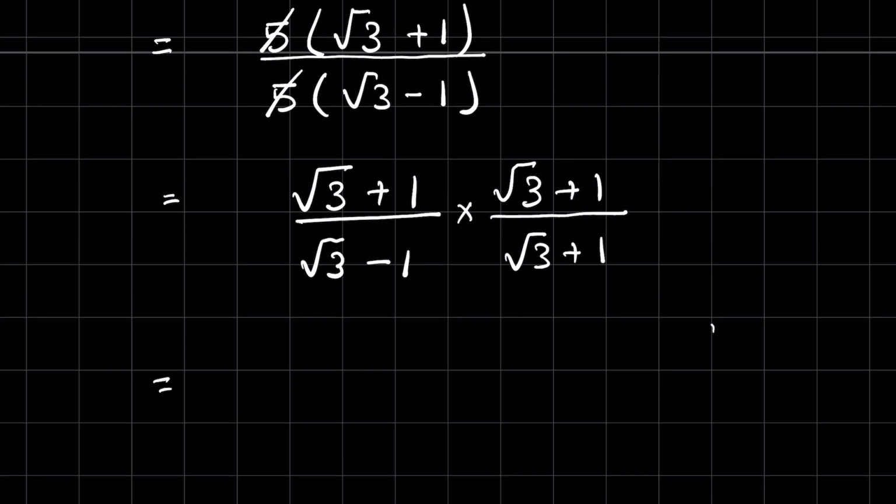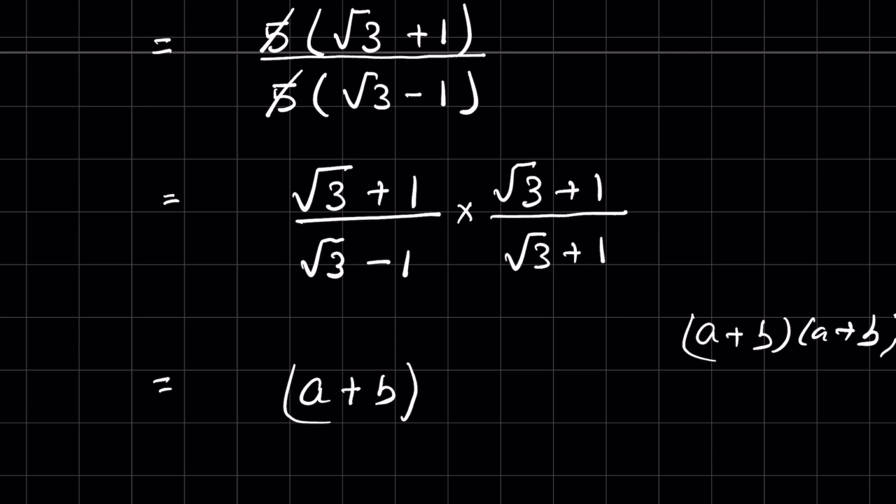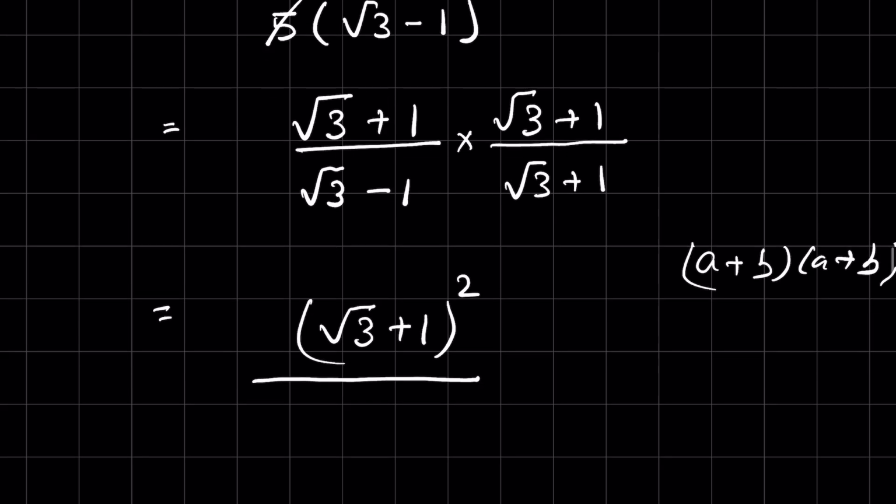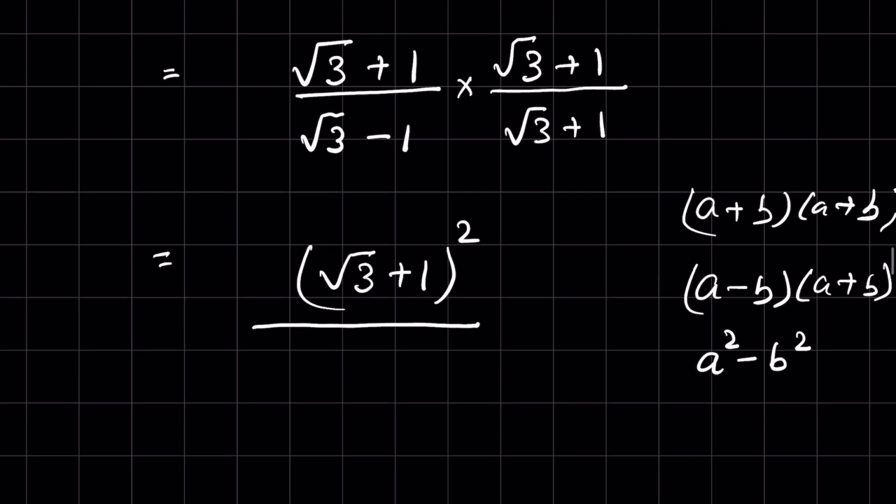Now the numerator is in the form of a plus b times a plus b. So we can write it as (a plus b) whole square, or (√3 plus 1) whole square, upon the denominator, which is in the form of a minus b times a plus b. So it is in the form of difference of squares and we can write it as a square minus b square. So let's write it as (√3) square minus 1 square.